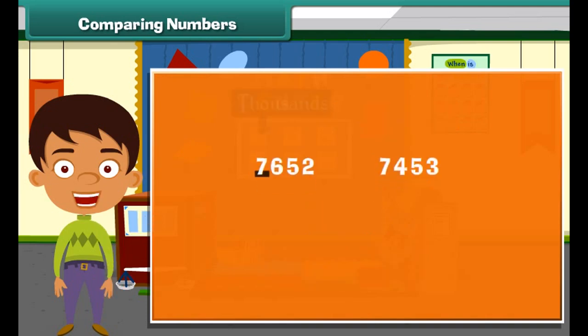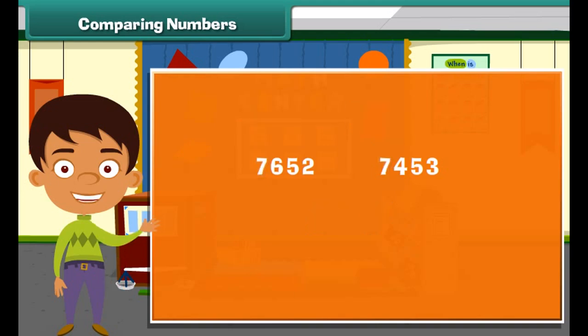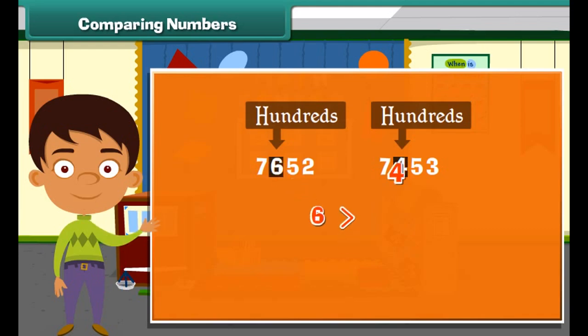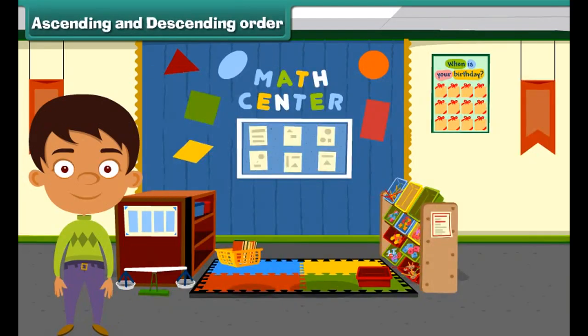However, if the digits at the thousands place in the two numbers are the same, we compare the digits at the hundreds place. The number that has a greater digit at the hundreds place is the larger of the two. For example, let us compare 7,652 and 7,453. Since the digit 7 at the thousands place is the same in both the numbers, we compare 6 and 4. Since 6 is greater than 4, we can say that 7,652 is larger.